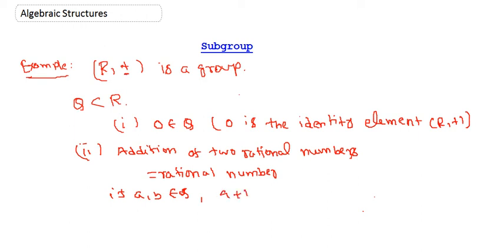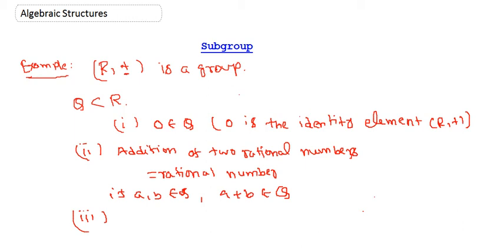So a plus b, because a is a rational and b is a rational, so a plus b is a rational, so a plus b again belongs to Q. So the second property is also true over here. Next, check the third property.